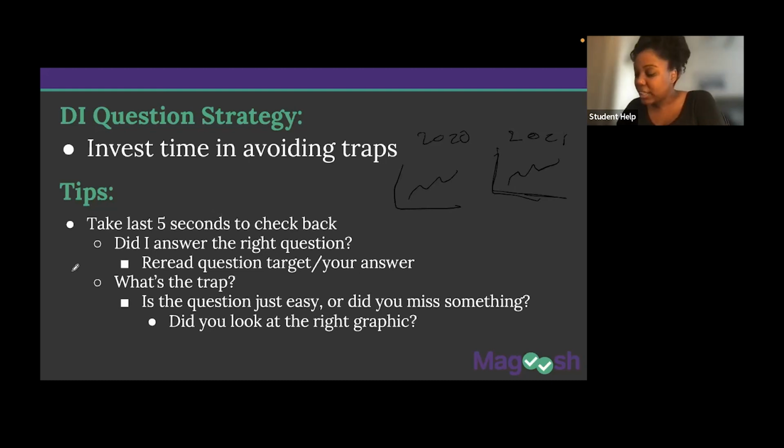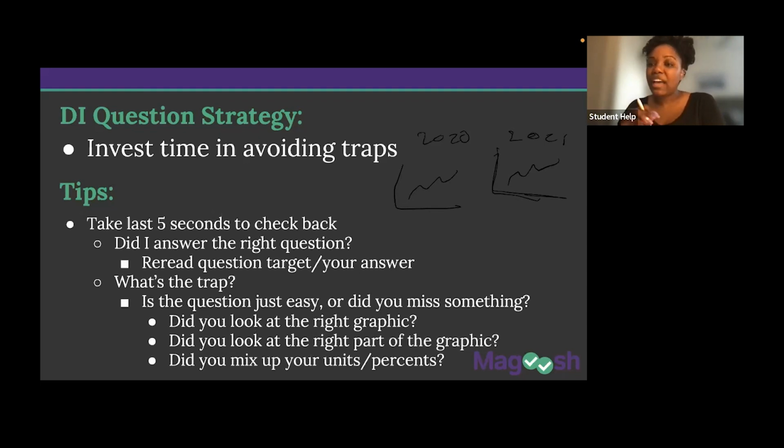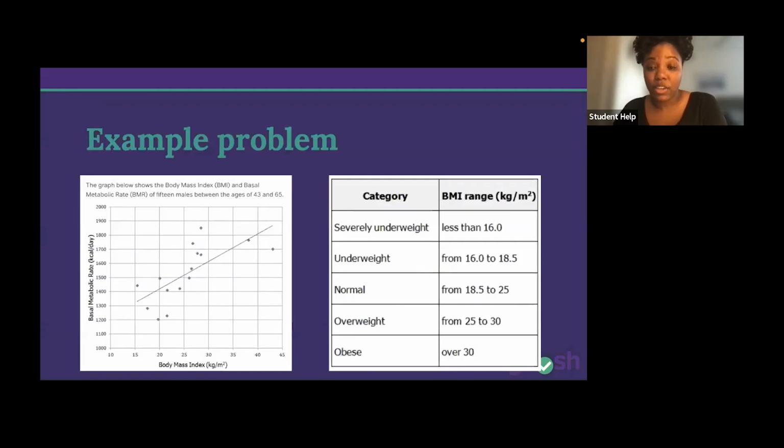Go back. Did I look at the right graphic? Did I calculate the right thing? Did I look at the right part of the graphic? Did I mix up any units? So just taking time, if you can, not a long time, just 5 or 10 seconds to go back. Okay, I looked at, they said, find the value of X, I found X. Okay, cool. They said 2021. Okay, cool. I found 2021. Okay, just taking that few seconds can really save you on test day.